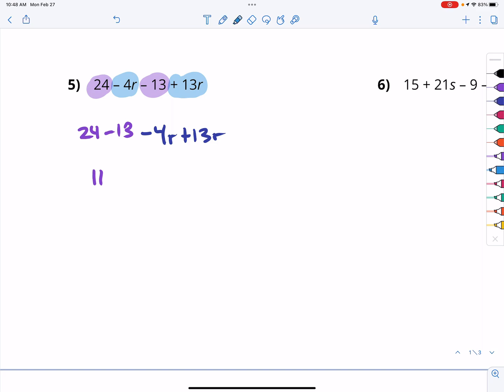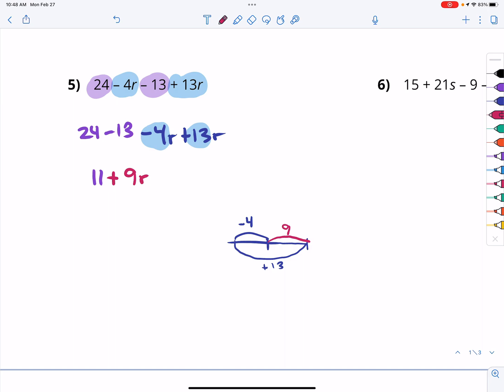So when I look at my coefficients here, I'm subtracting or taking away 4r, but then adding 13 of those back on. And so if I think of this in terms of my changes of r's, I'm losing 4, but then when I add 13 on, up to here, plus 13, my overall change is going to be this distance here, which is 13 minus 4, which is 9. So we're actually going to be adding 9r to our 11 there.